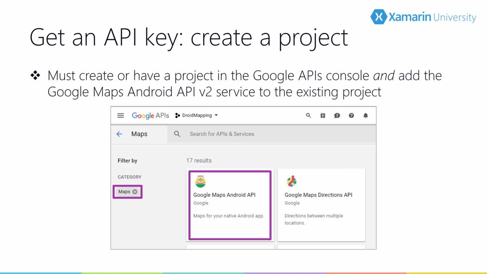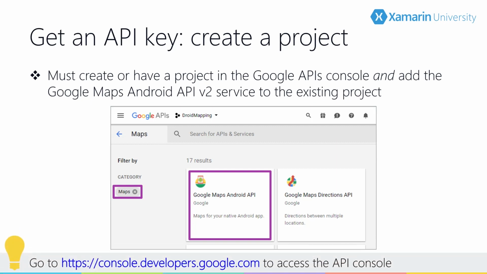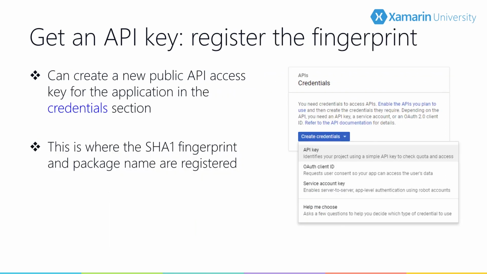Once you have the SHA-1 fingerprint, it's time to register the application. You'll go to console.developers.google.com and either create a new project or select an existing one that you've already created and turn on support for the Google Maps Android API in the APIs and Services library section within the Maps category, as you see here. Then we'll need to add our application credentials. This is where we will register the SHA-1 fingerprint and the package ID.